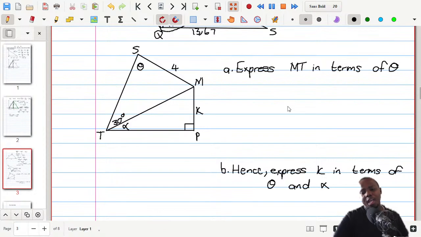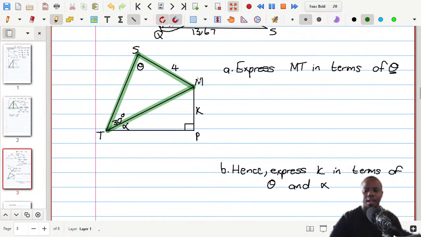So, we have got a scenario here where we've got two triangles in one diagram. And the question says to us, we need to express MT in terms of theta. Now, the first question that you need to ask yourself is, where is MT? Well, MT is a common side between two triangles. You need to check which triangle has the most information. Which triangle has this theta? And the triangle that we are supposed to use that has theta is triangle STM.